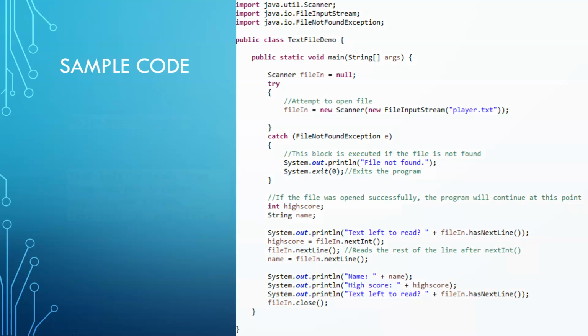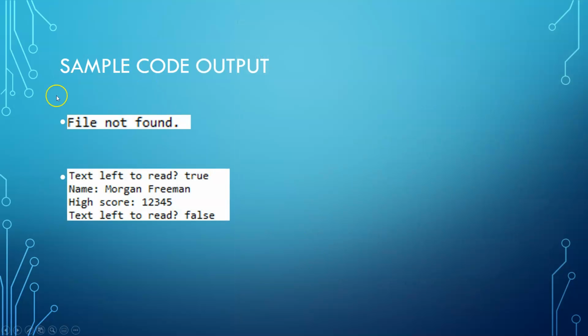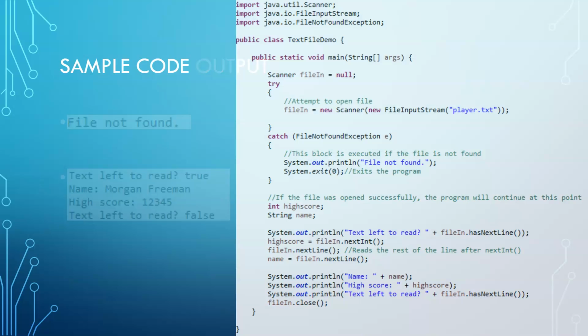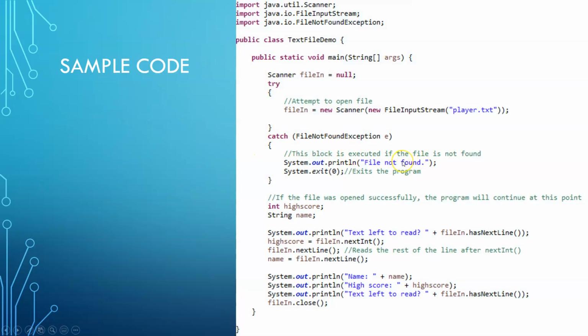It's a pretty simple program. So if we actually look at how it's run, if the file is not found, you will see this: file not found. And that's it. That's all the program's going to display, because if we look back at our catch block, that's all it outputs, is file not found.